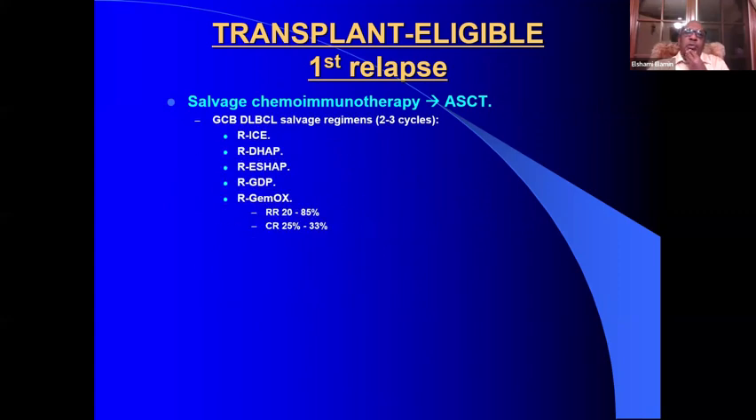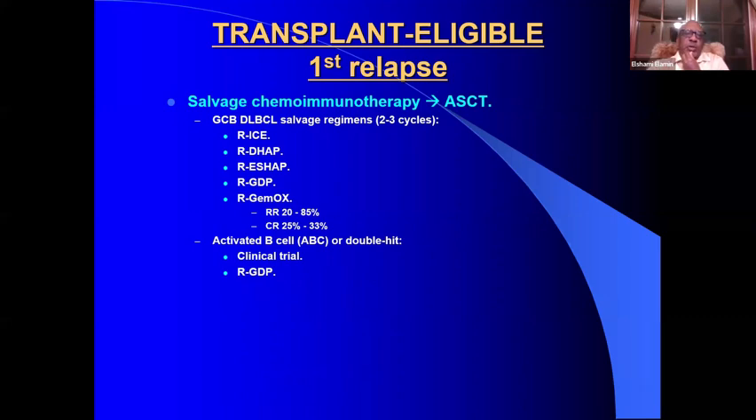And here are those regimens before the stem cell transplant. So we give 2 to 3 cycles and evaluate. If there is a response, we take the patient for the transplant, autologous from the patient's own bone marrow. And these are the regimens right here.